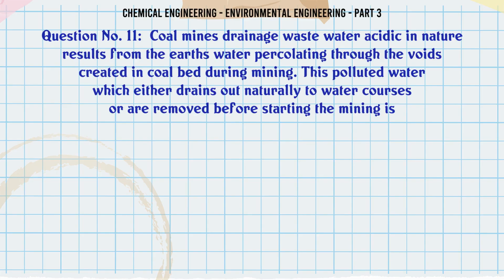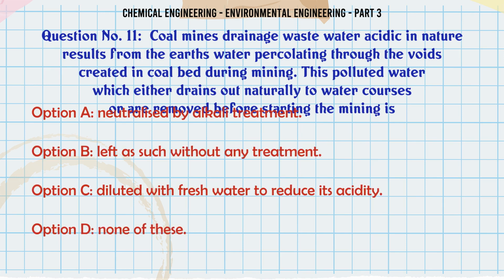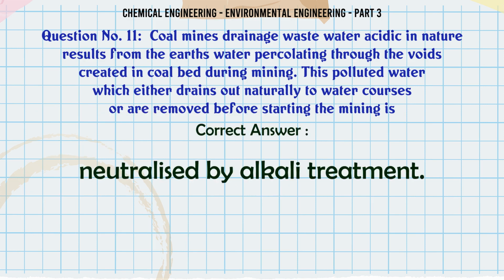Coal mines drainage wastewater, acidic in nature, results from the earth's water percolating through the voids created in coal bed during mining. This polluted water, which either drains out naturally to water courses or is removed before starting the mining, is A. Neutralized by alkali treatment. B. Left as such without any treatment. C. Diluted with fresh water to reduce its acidity. D. None of these. The correct answer is neutralized by alkali treatment.